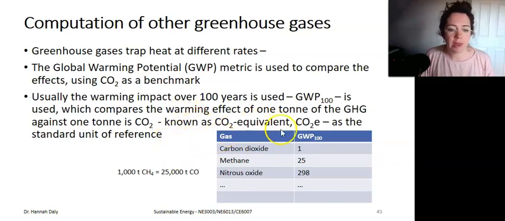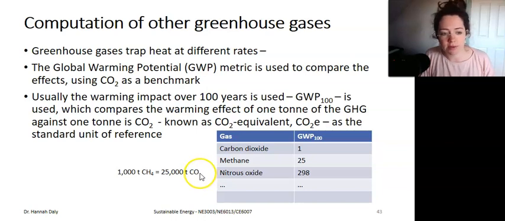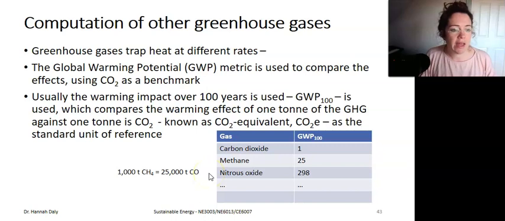So the GWP 100 of methane is 25. These are the three most significant greenhouse gases: carbon dioxide, methane, and nitrous oxide. And these are the GWP 100 factors for those. So if we have 1,000 tons of methane, that's equal to 25,000 tons of CO2 equivalent. There's some missing there, that should be CO2 equivalent. And that's the standard unit of reference, CO2 equivalent.